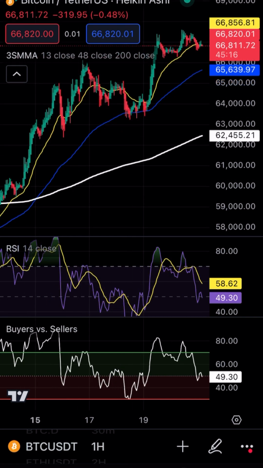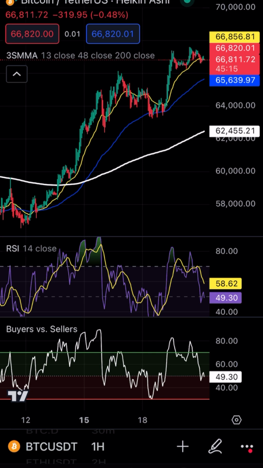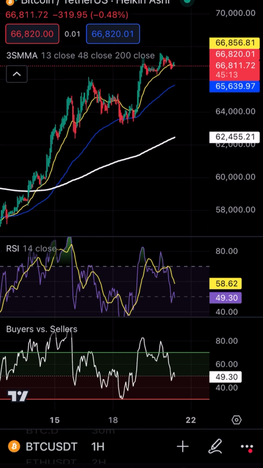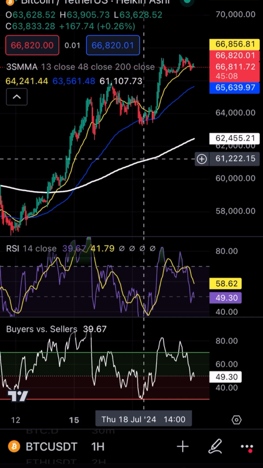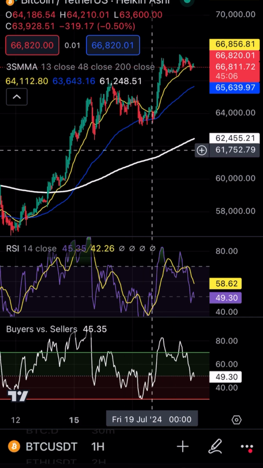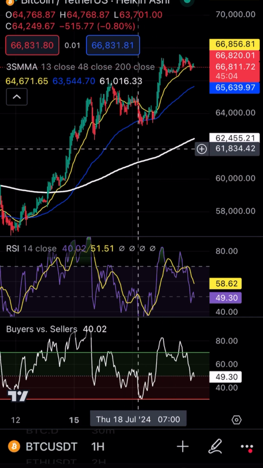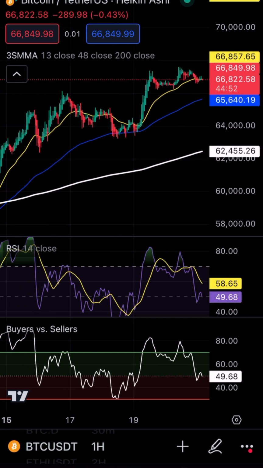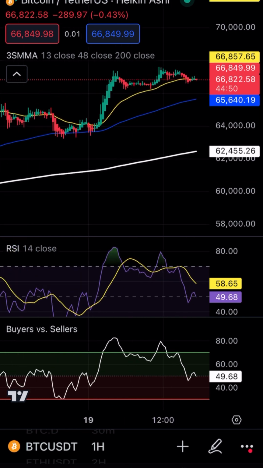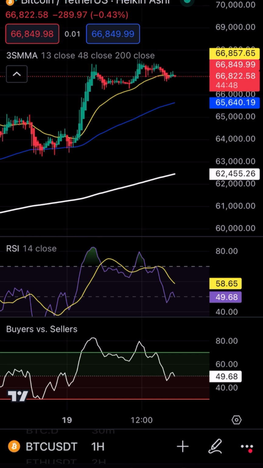Okay, so first thing we need to do is identify the overall trend. With Bitcoin here, we see that the 200 moving average is below the 13 and the 48, which means we are in an uptrend. The current trend is up with Bitcoin, so that is the direction that you need to focus on. So what we want to do is look at our buyers versus sellers, and look for our entry points.